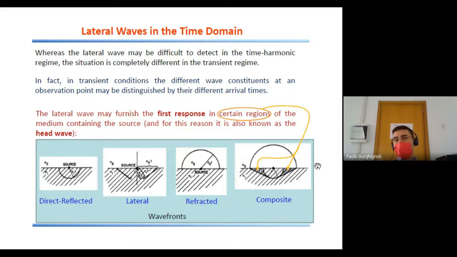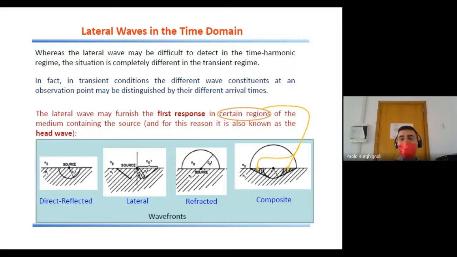Now, it may happen that in some regions of space, like in the shadow, the hatched line regions here, the lateral wave is actually the first wave that arrives at the observer. For this reason, especially in the literature of seismology, that is called the head wave. That is because it is the head of the entire wave process.